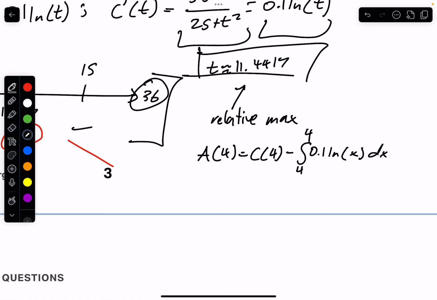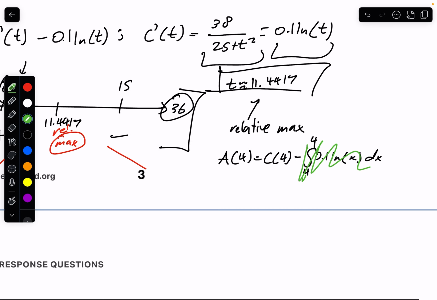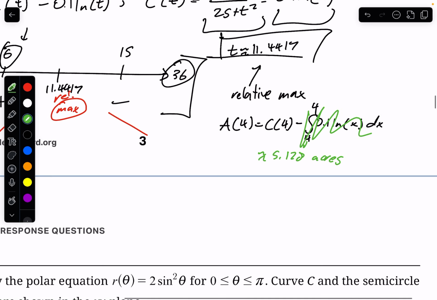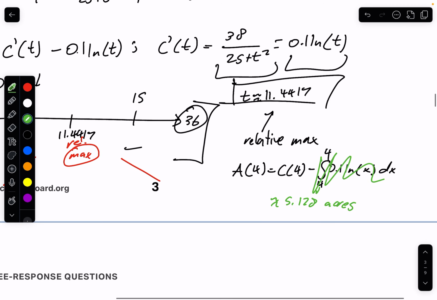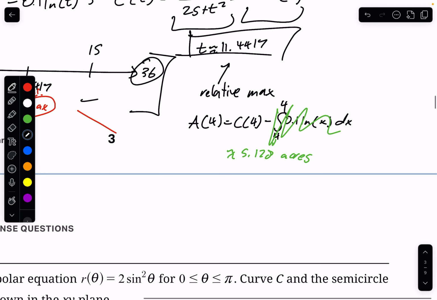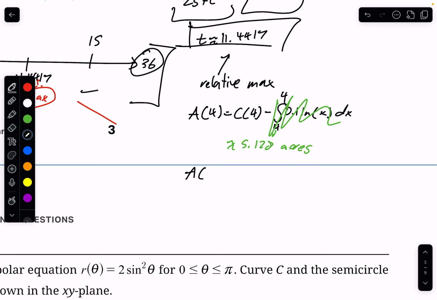Now, do you see something we can do here? If you got it, you can remove this integral because it's an integral from 4 to 4. So this turns out to be 0. A of 4 is equal to C of 4. And C of 4 is approximately 5.128 acres. So that is one thing right there. That's what the value of A of t is at that point. A of 36, which is our other endpoint, you can plug this in. You will get approximately 1.743 acres.